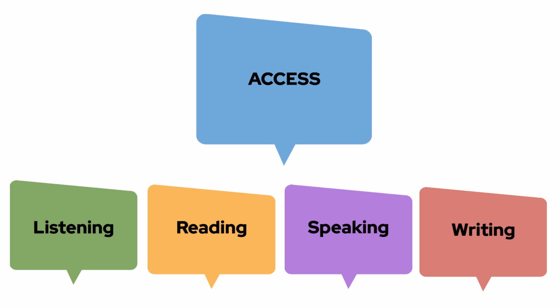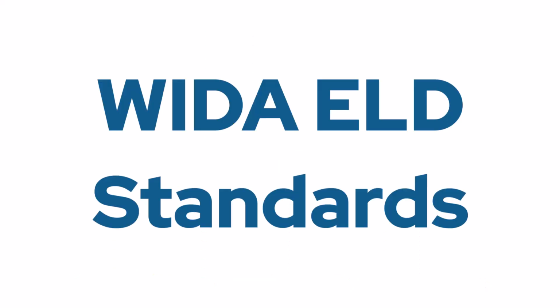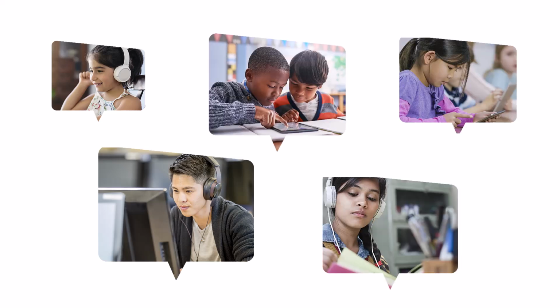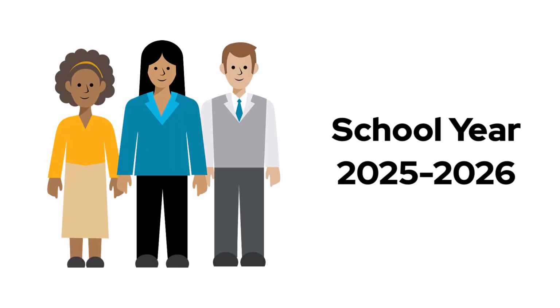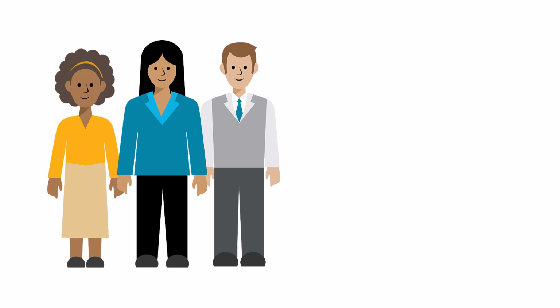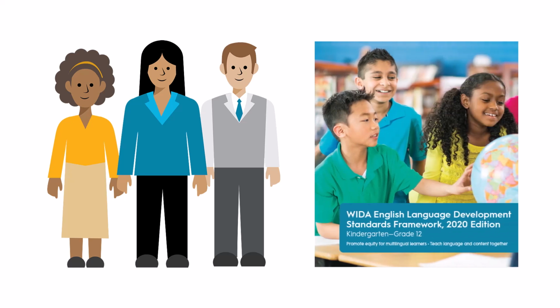Sharon, please tell us how Access is connected to the standards. Access is a standards reference test. This means that student performance is compared to the WIDA ELD standards. Any student can achieve any score, and students are not ranked against each other or against the expected performance of monolingual English speakers. The 2020 edition of the standards is guiding updates to Access. In the 2025-26 school year, multilingual learners across the WIDA Consortium will take a version of Access that reflects the 2020 edition of the standards for the first time.